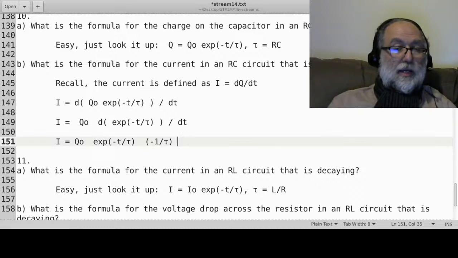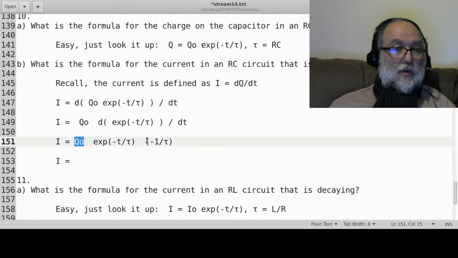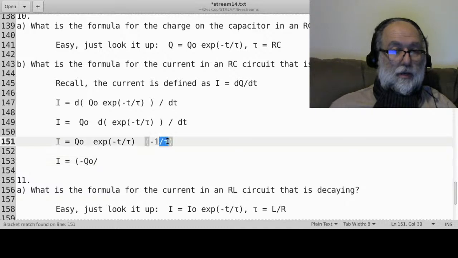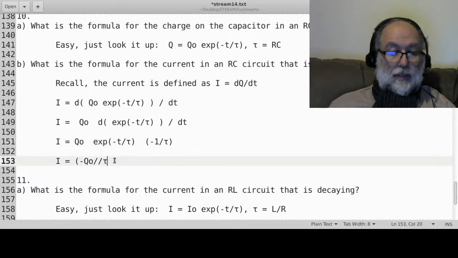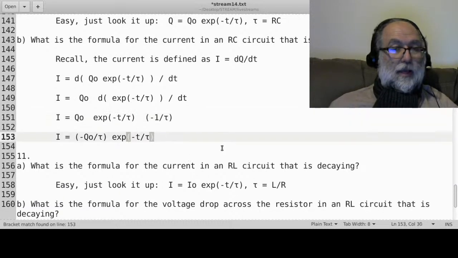And so the answer is I is equal to, just put the Q naught and that together, and you're going to get minus Q naught divided by tau, like this, multiplied by the exponential, like that, okay? And there you go. There's the answer right there.